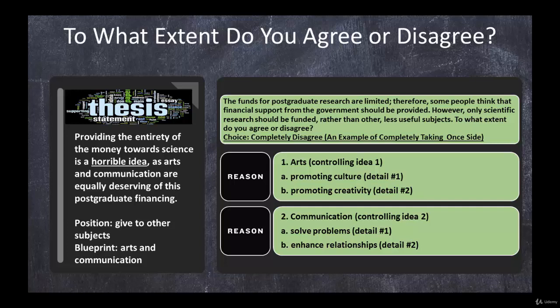Providing the entirety of the money towards science is a horrible idea. You have my position there, as arts and communication are equally deserving of this postgraduate financing. My position, give to other subjects. My blueprint, I'm going to talk about arts and communication.